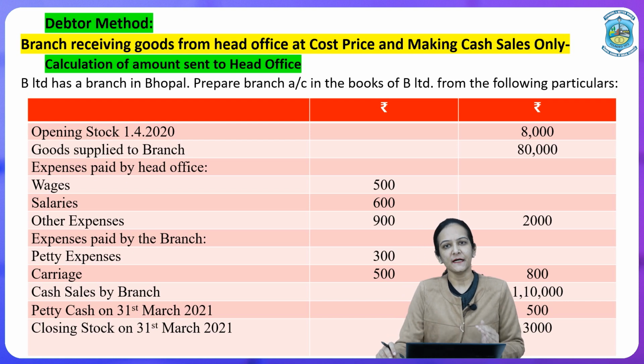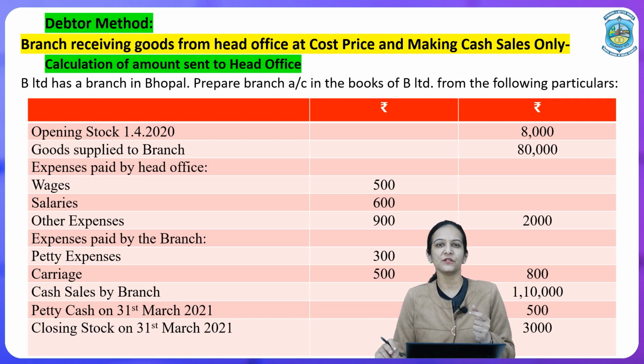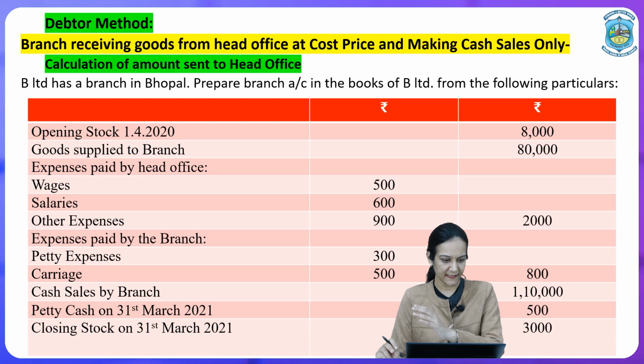Now, sometimes the cash that is being sent by the branch office to the head office, the remittance, is not given in the question or the information is not clear. So, how to calculate the amount of remittance in that particular case? Let us understand this by another example.